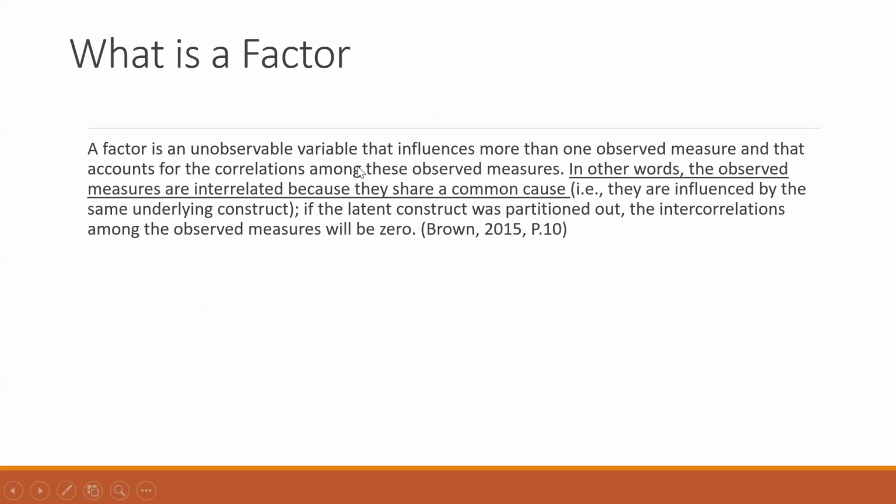What is a factor? It is an unobservable variable that influences more than one observed measure and that accounts for the correlation among these. In other words, the observed measures are interrelated because they share a common cause, that is, they're influenced by some underlying construct.